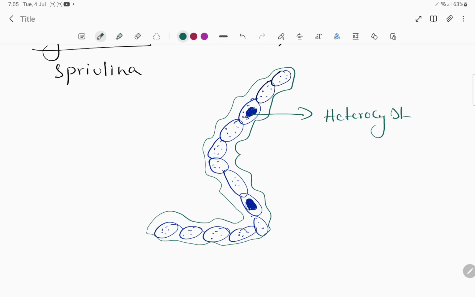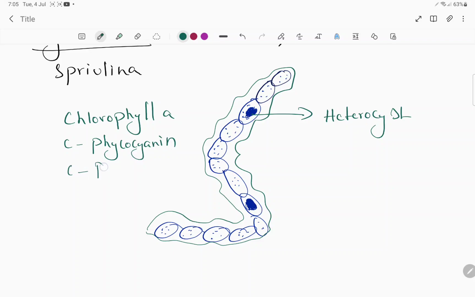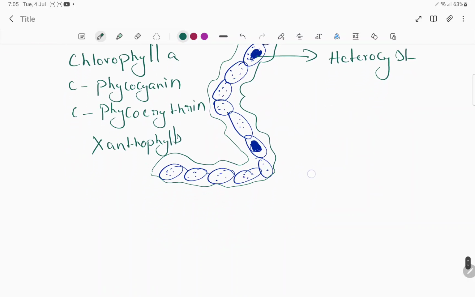Different types of light capturing pigments are there, mainly chlorophyll a, the chief photosynthetic pigment. Without this there is no photosynthesis. And the blue pigment called phycocyanin, and phycoerythrin. Yellow pigments called xanthophylls. So chlorophyll a, phycocyanin, phycoerythrin, xanthophylls, these are the pigments that are present.